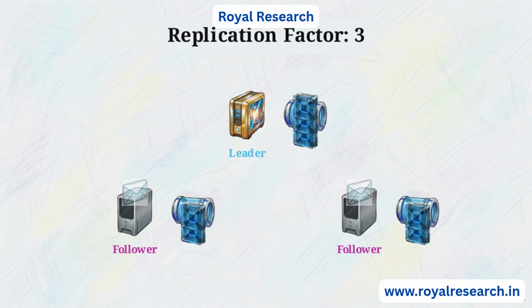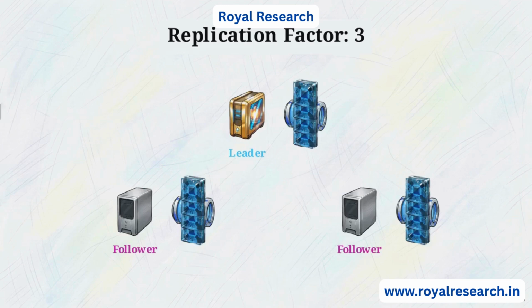During normal operation, all read and write requests from clients are routed exclusively to the leader partition. The follower partitions do not handle client traffic. Instead, they asynchronously pull data from the leader in the background, maintaining an exact up-to-date replica of the log.